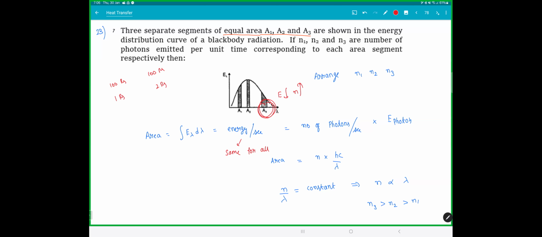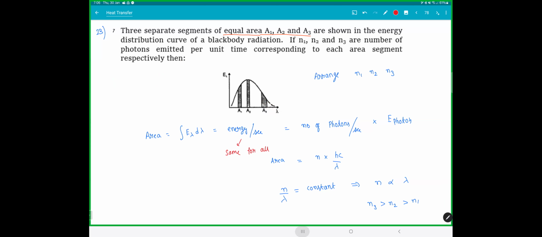If you and I have the same money, but I have 1 rupee coins and you have 2 rupee coins, I will have more coins, even though our money is the same. Is this making sense, everyone? So higher the wavelength, lesser the energy. Lesser the energy, you need more photons to compensate. Clear with this? Any doubts on this? And be careful, he didn't say same width.